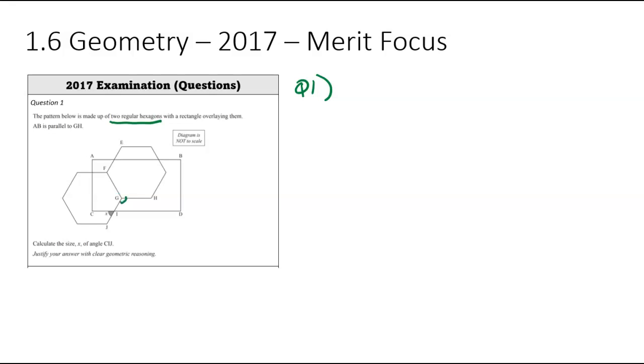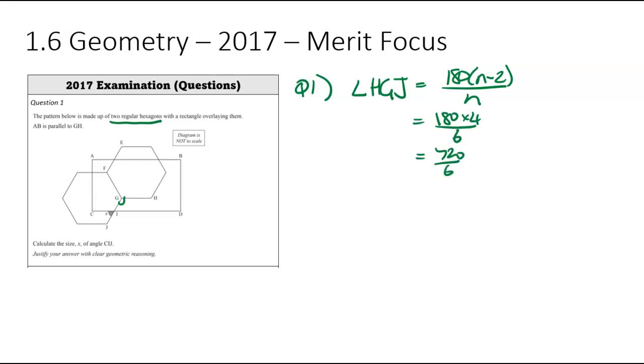So let's start off by finding that, and I suppose we'll get into the formula. So that there is angle HGJ, which is going to be equal to the usual formula 180(n minus 2) divided by n. I now substitute, so that's going to be 180 times 4 divided by 6, and 720 over 6, and that gets me to 120 degrees.